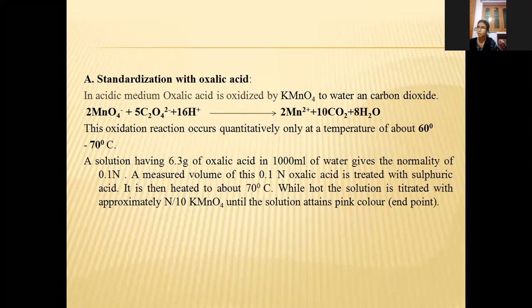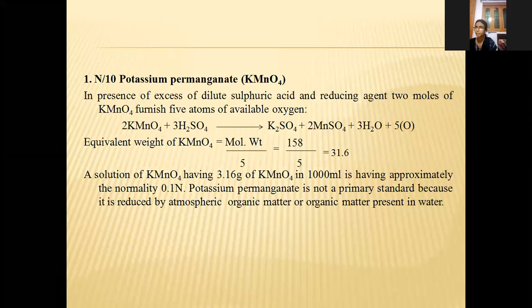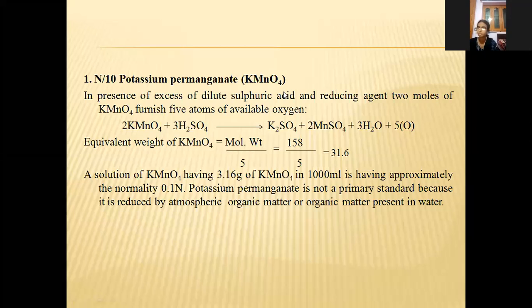So today we are going to discuss N by 10 potassium permanganate preparation. N by 10 is also known as 0.1 normality. So here we have to prepare 0.1 normal potassium permanganate. KMnO4 is the potassium permanganate.